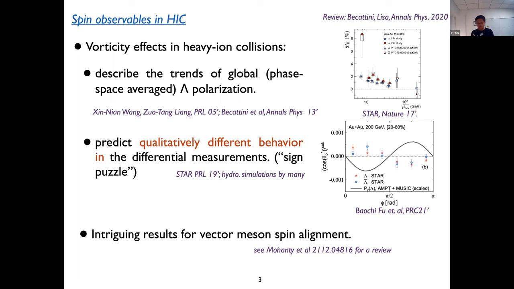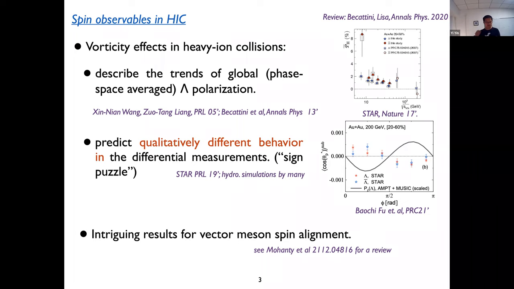What is also interesting is that if you assume the main contribution to the differential measurement comes from the effects of the vorticity, then many model calculations will tell you the behavior projected along the longitudinal direction is like sine 2 phi, as shown in this solid curve. In the data, you also see this sine 2 phi pattern, but with the opposite sign. This is a qualitative difference, and it is sometimes referred to as the sign puzzle of the differential spin polarizations. I will return to this point later.